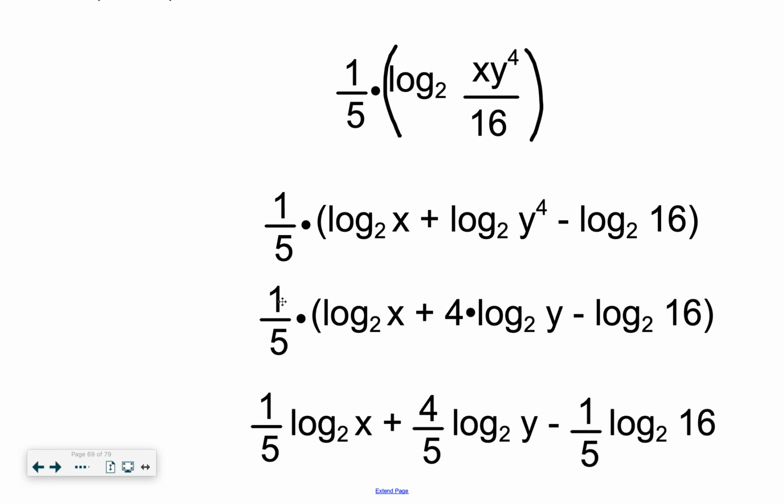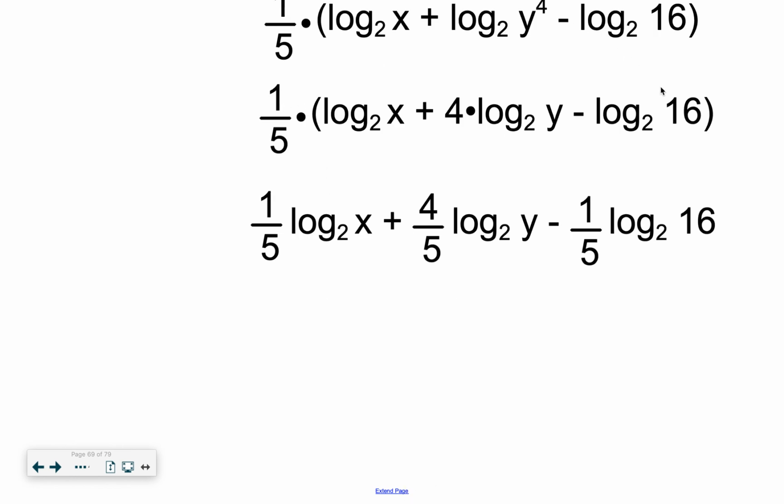From there, you could probably leave it at this step, or with this 1/5 power, now that everything inside is expanded, you could distribute the 1/5 to every single log. So 1/5 log of x, 1/5 times 4 is 4/5, be careful there. And then 1/5 times the log base 2 of 16. Last step, which I actually did not show: log base 2 of 16, 2 to the what is 16, that is 4. So this quantity is really 1/5 times 4, which would be 4/5. And I think that would be a great idea for you to simplify that.